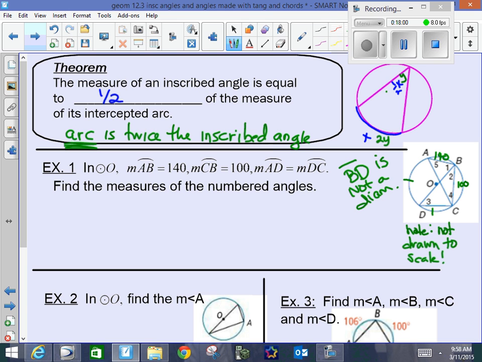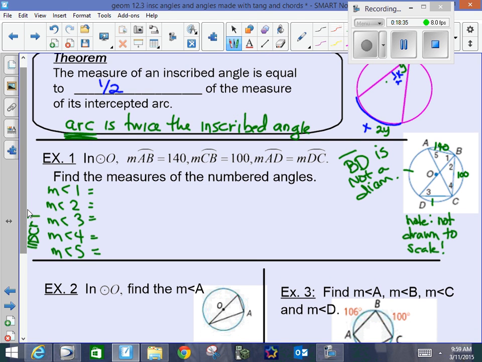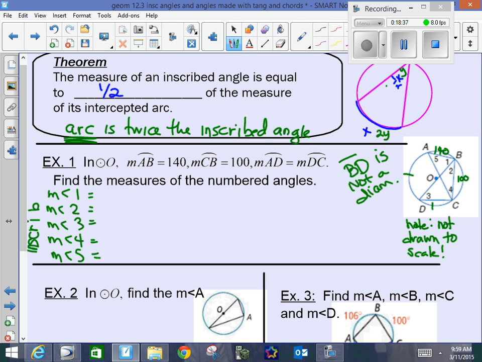Okay, unmeasured with numbered angles. I've got some different boxes. So, measure of angle 1, measure of angle 2, measure of angle 3, 4, and 5. Now, what kind of angles are all those? We have a name. What kind of angles are they? Inscribed angles. Okay. So they're all inscribed angles.